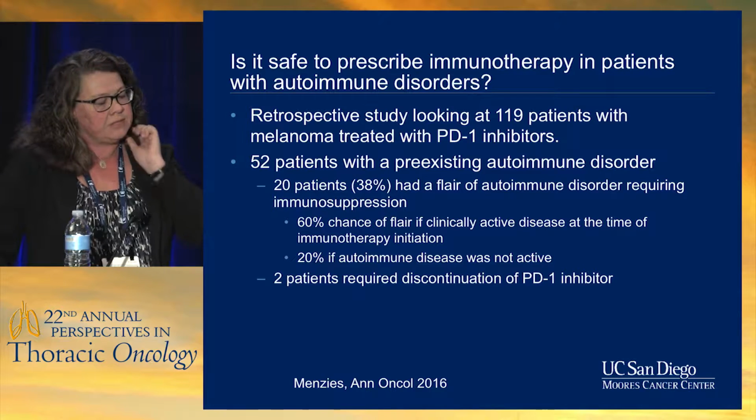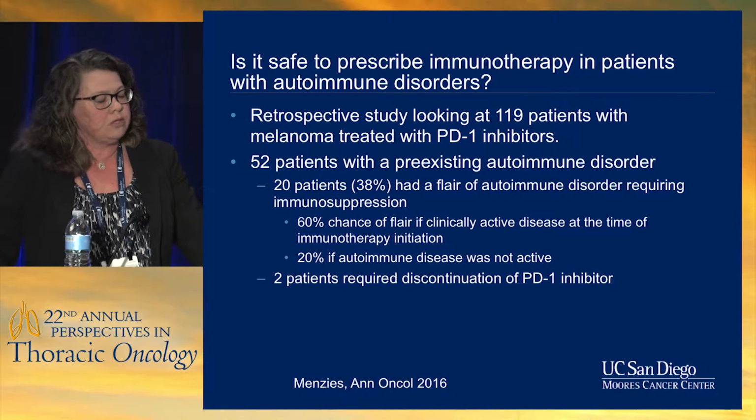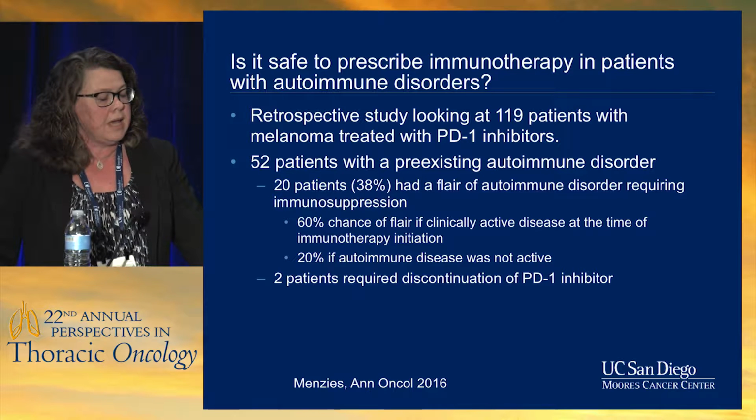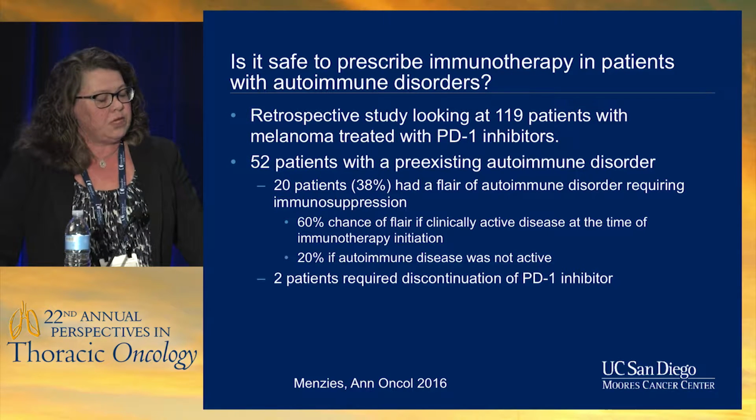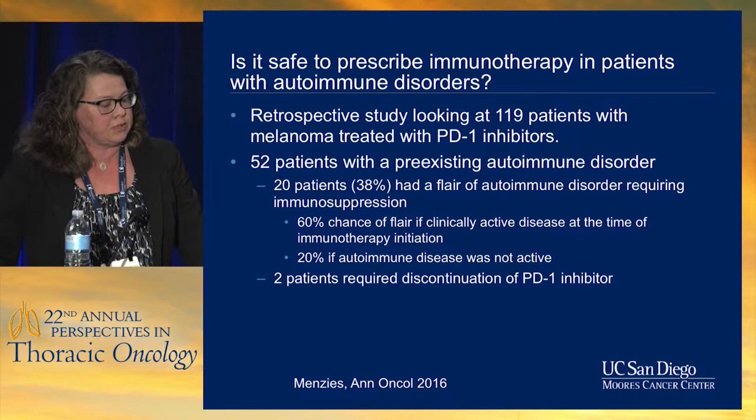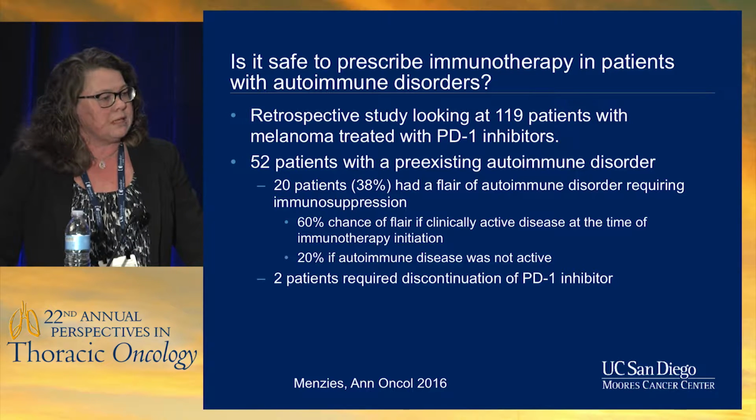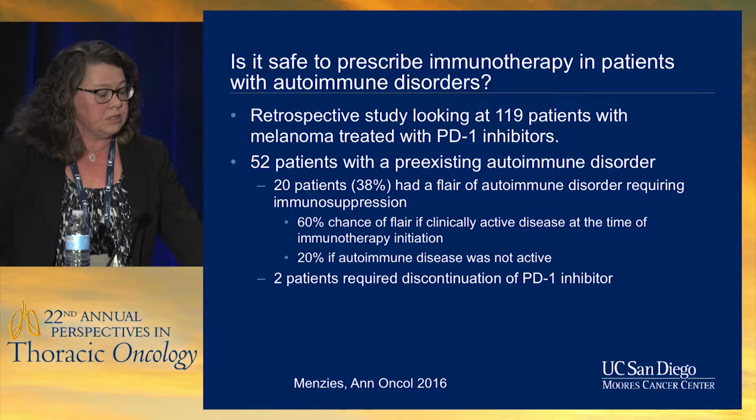And the only thing we have is the retrospective data in melanoma, where they looked at 119 patients treated with PD-L1 inhibitors, and 52 patients had a pre-existing autoimmune disorder, and it's about a third, maybe slightly over a third of patients, had a flare of autoimmune disorder requiring immunosuppression. The chances of a patient flaring depended on how their autoimmune disorder was controlled. So if the patient had a clinically active disease when starting immunotherapy, the chance of flare was 60%. But if the patient's autoimmune disease was not active, not requiring any treatment, then the incidence of relapsing or recurring autoimmune disease was only 20%.